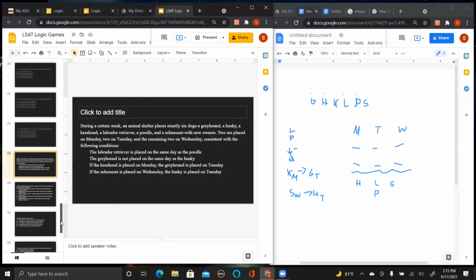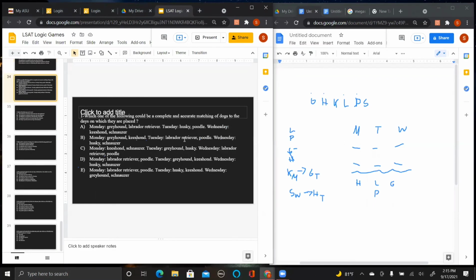So let's look, what do we got? Which of the following could be complete and accurate matching of the dogs? Same as usual, first question. Let's see what breaks rules, shall we? All right, let's see if anything doesn't have L and P together. Oh, look, this one has L and G. So no. All right, something have G and H together. That's a big no-no. Oh, yep, right here. See, Greyhound Husky. Can't have that. So does anything have the Keeshond on Monday and the Greyhound not on Tuesday? So Keeshond Monday, yes. Oh, and look, the Greyhound, there it is on Monday, not on Tuesday.